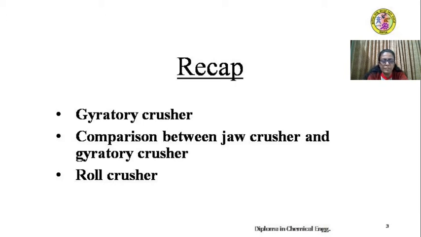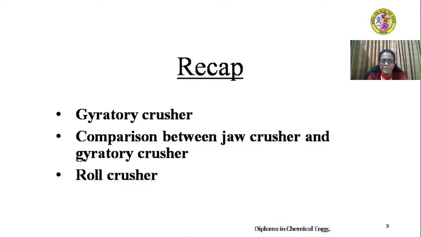So now it is time to take up the next category of size reduction equipment, that is grinders. Just recall and tell me, what are grinders? What is the difference between a crusher and a grinder? Crushers are the size reduction equipments that reduce the size of very big particles to smaller size particles. That is, they are basically the machines employed for coarse reduction of hard solids.